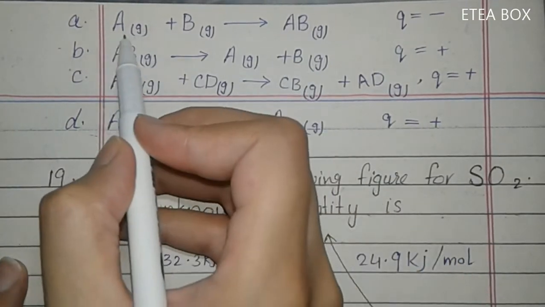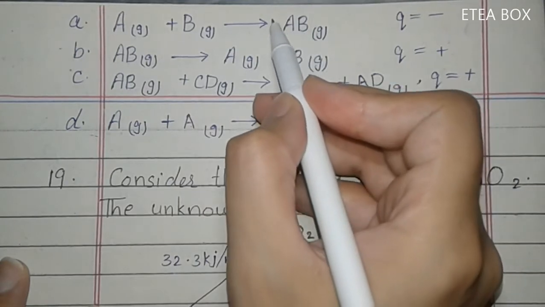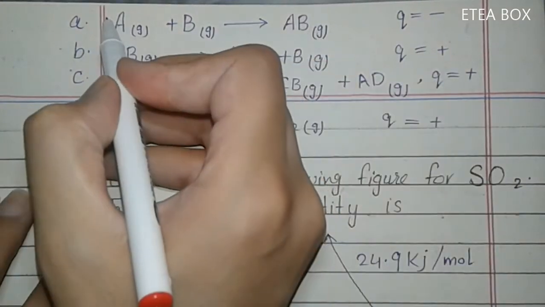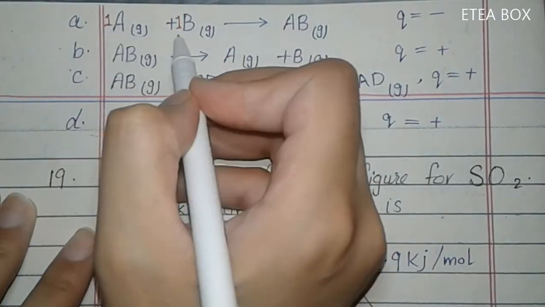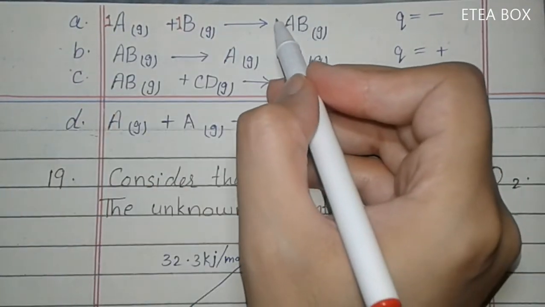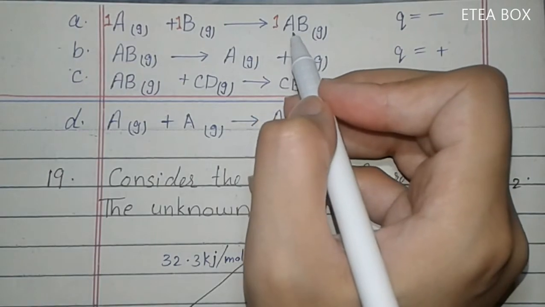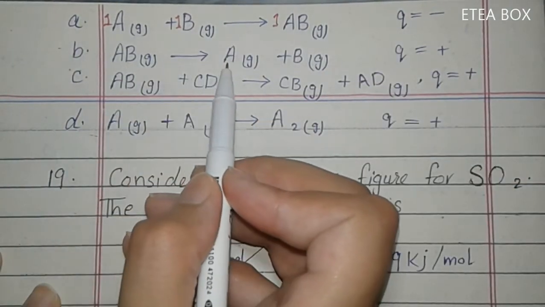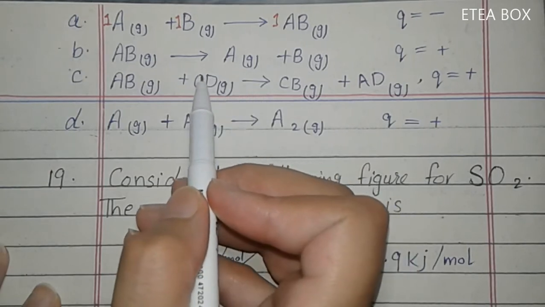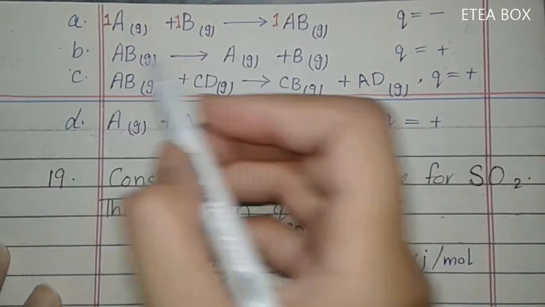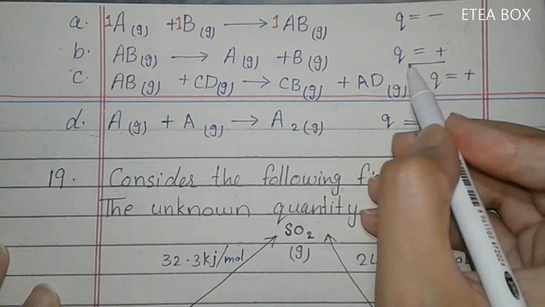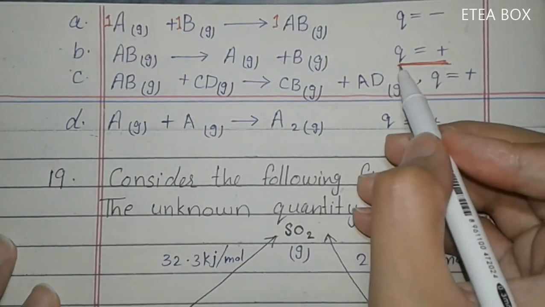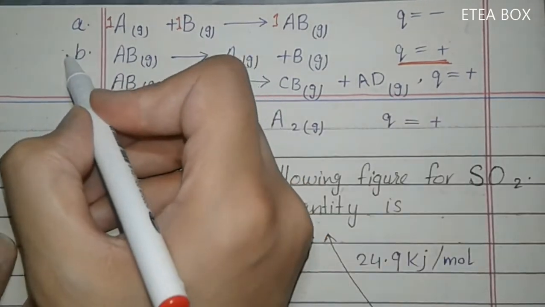Now look at option A. Here the volume decreases on the product side. It is 2 on the reactant side, and on the product side it is 1. So the volume decreases. Now look at here, the volume increases on the product side, and look at the heat, it is positive. The heat is transferred to the system, which means that Q must be positive. So option B is correct.